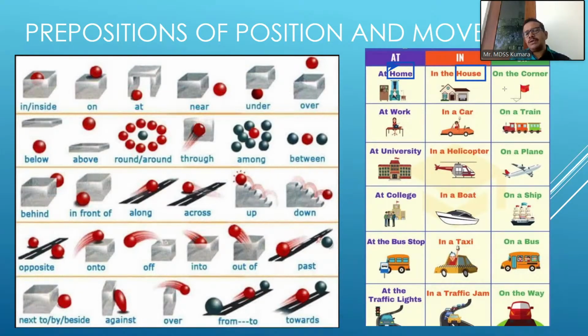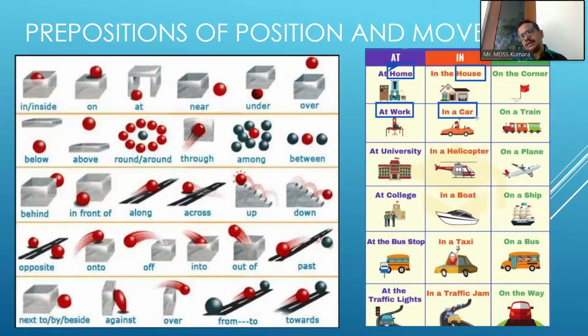And on can be used like this way, on the corner and the like. In the same way, we can say we are at work. With work, we can use the preposition at. So regarding a vehicle like a car, you can say we are traveling in a car. But for a long vehicle like a train, English people don't use the word in.